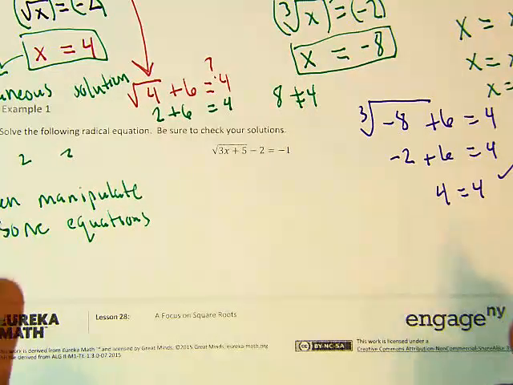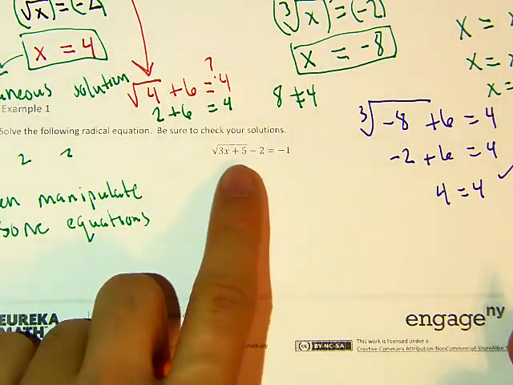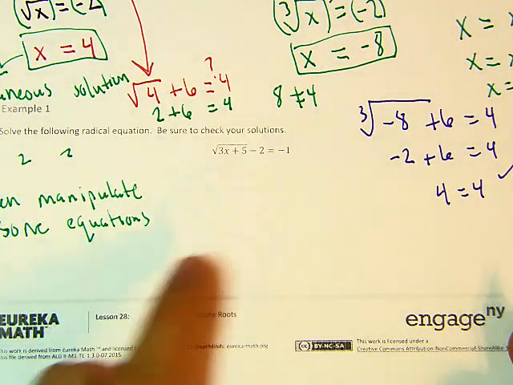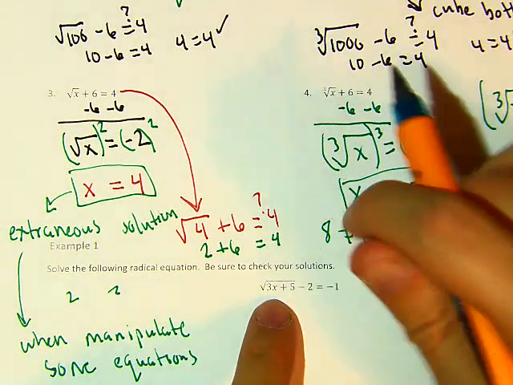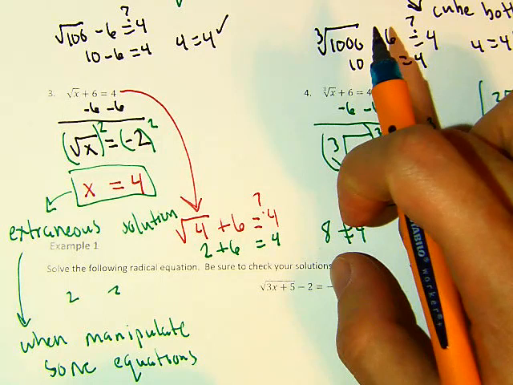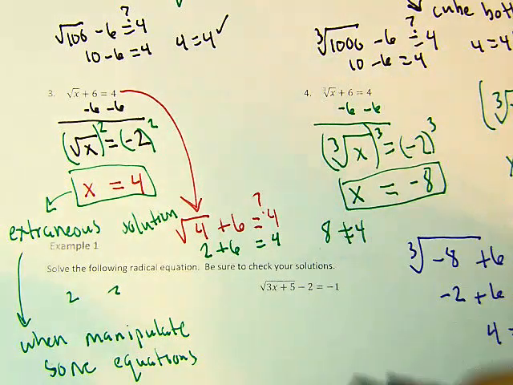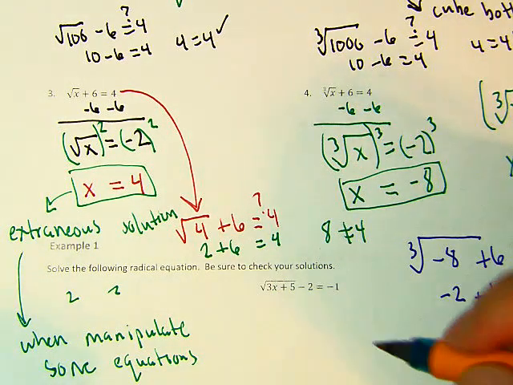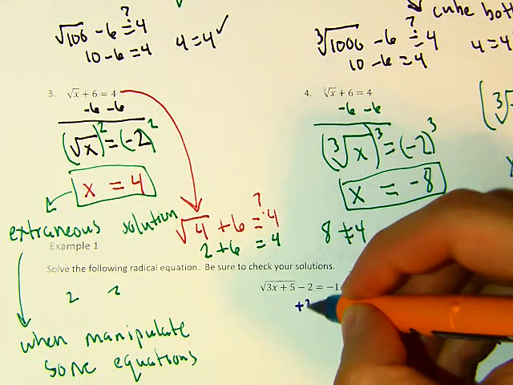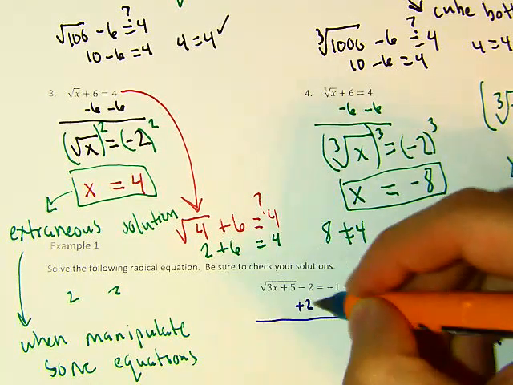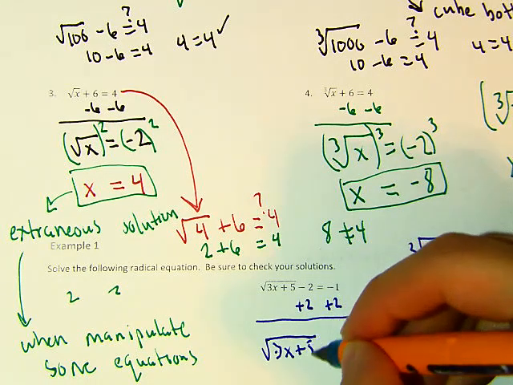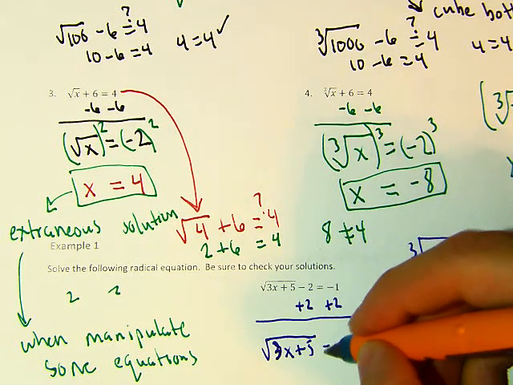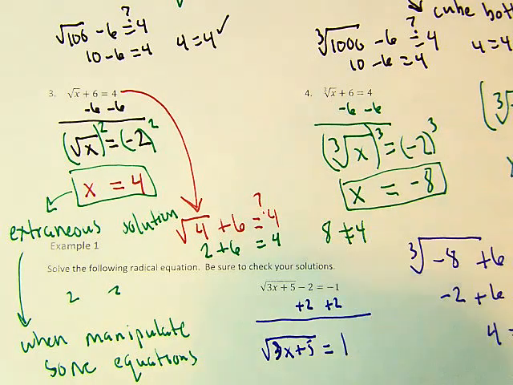Alright, so what I'd like you to do is try and do the next question by yourself. And it's that same idea. You always want to square. You see this square root? Get it by itself. Here it has a minus 2. Get the 2 to the other side. So to show you the solution, plus 2, right? Because that's what you want to do first. Then you have square root of 3x plus 5 is equal to 1.